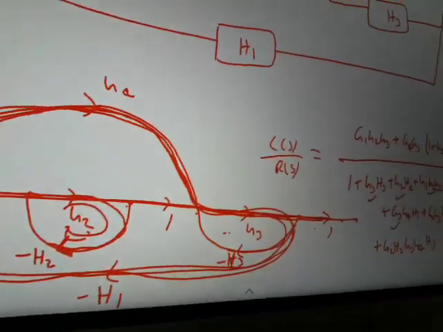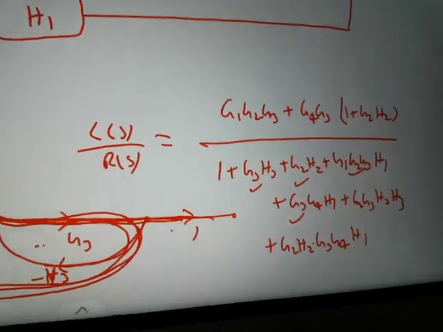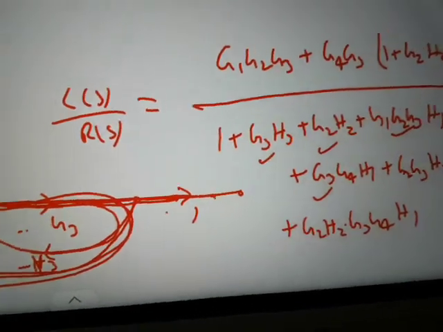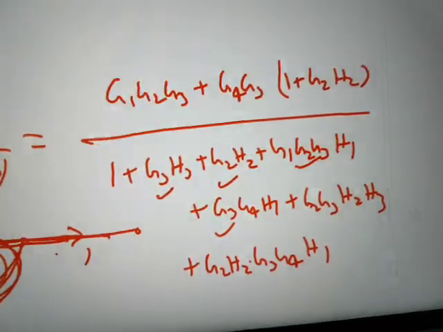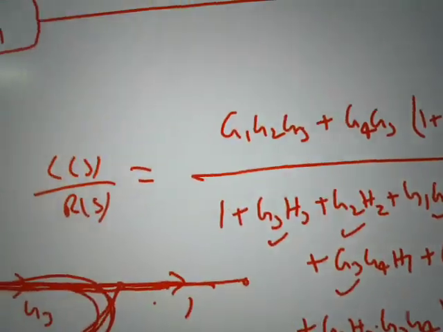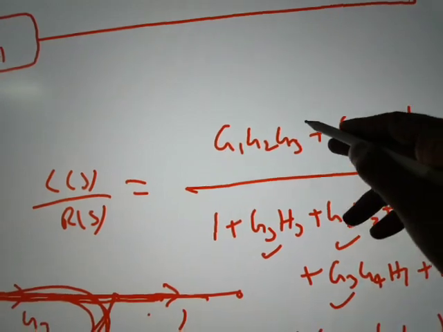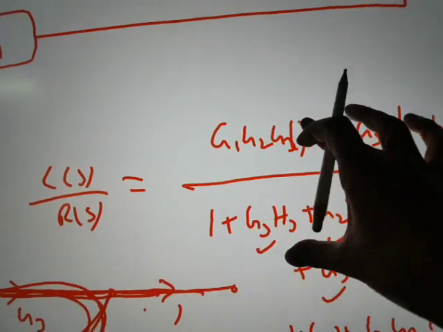Now just put these into Mason's formula. Here there are two forward paths, so P1 Delta 1 plus P2 Delta 2. P1 is G1 G2 G3, and now we have to find Delta 1.